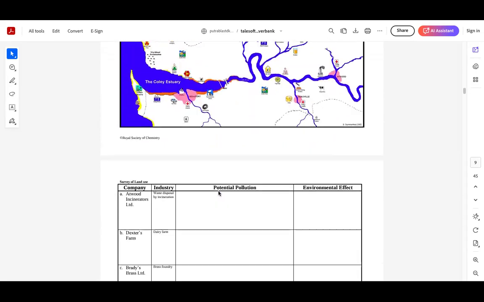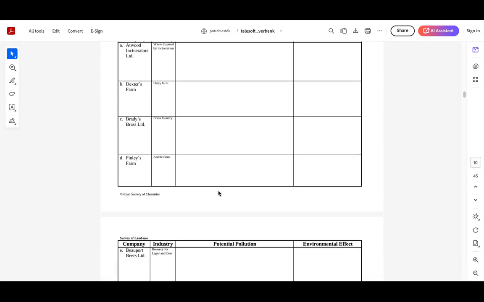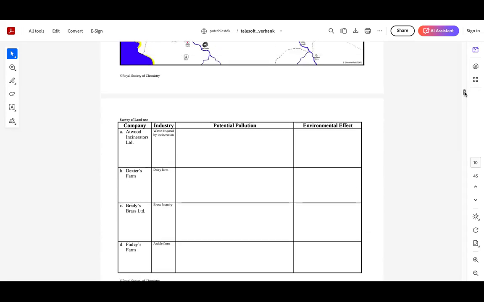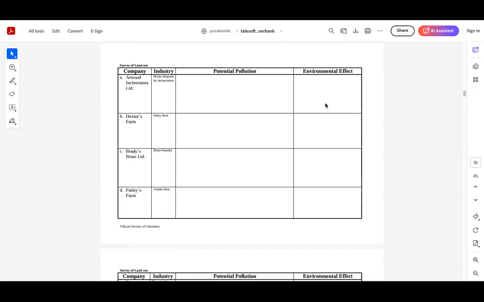And these are the industries that are along the river. So you need to fill up a survey of land use, probably from these industries: what are the potential pollutants and possible environmental effects. If you look at the things that you need to do in the Putra Blast just now, it is to fill up any tables or answer questions.